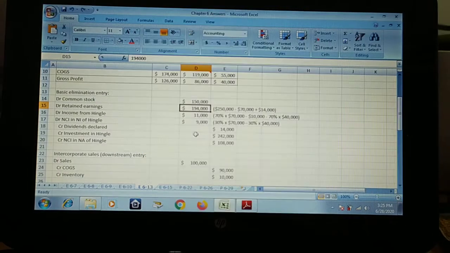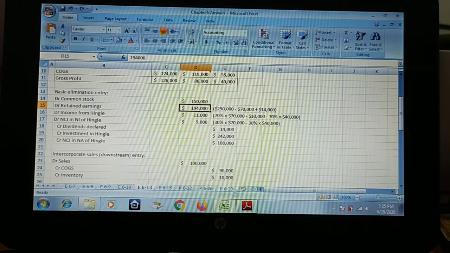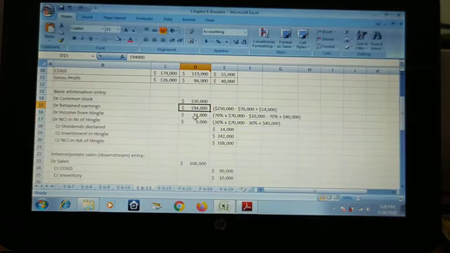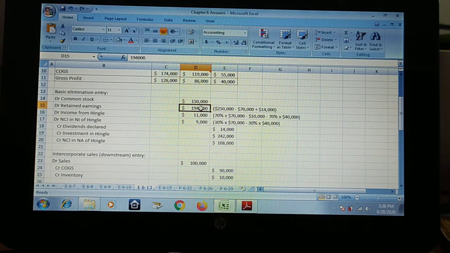So how to find it? We just simply take this 250 and reverse it from the ending balance back to the beginning balance. So we need to minus the net income of Hingle and then plus the dividends of 14,000. So that's why we get 194,000.